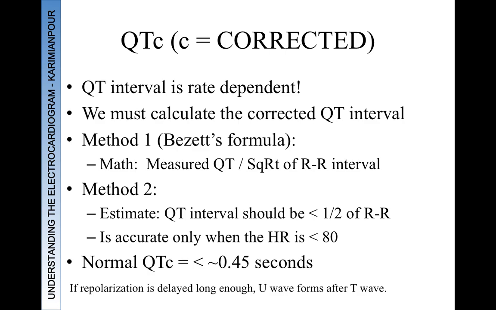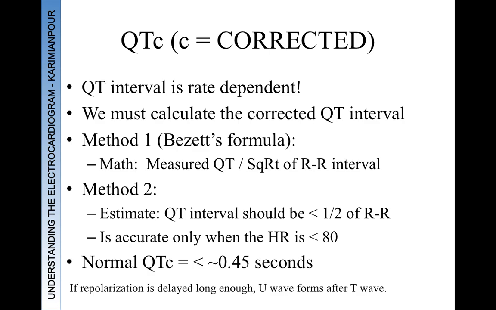Method number two is by estimation. So QT interval should be, if you were to eyeball it on EKG, less than half of the R to R interval. So this is only accurate, obviously, if the heart rate is not too fast, less than 80. You should also know that once your heart rate is less than 60, your calculated QTc, your corrected QTc is not accurate. So sometimes we go off of just the QT interval if the heart rate is less than 60. Normal QTc is somewhere less than 0.45 seconds, 0.44 seconds, depends what text you read.